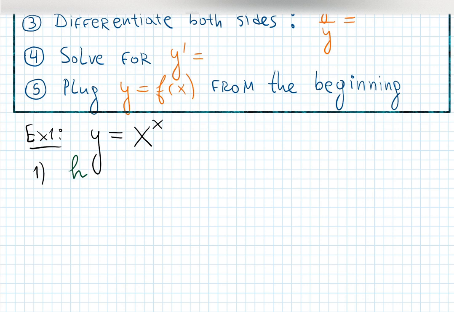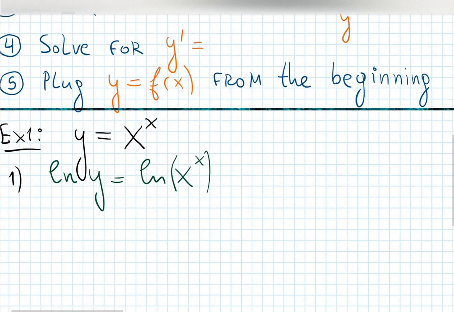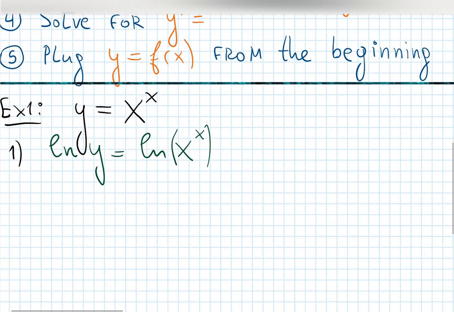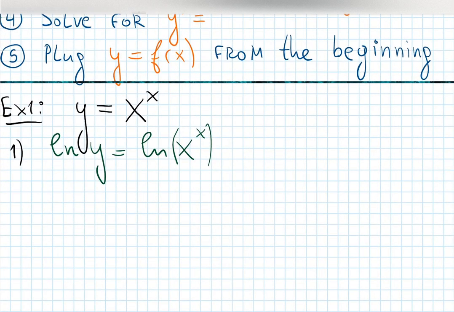It's going to be ln of y equals ln of x to the x. So just write down log of the left-hand side, right-hand side. We can do it. Why not? Applying log to both sides.